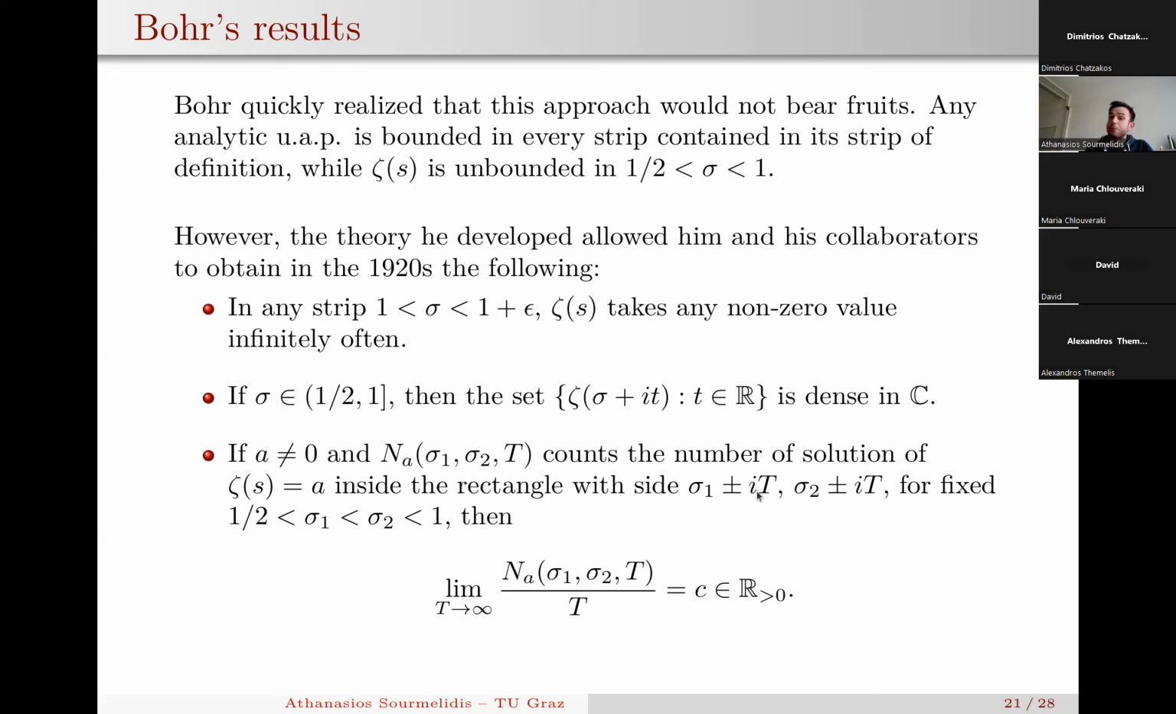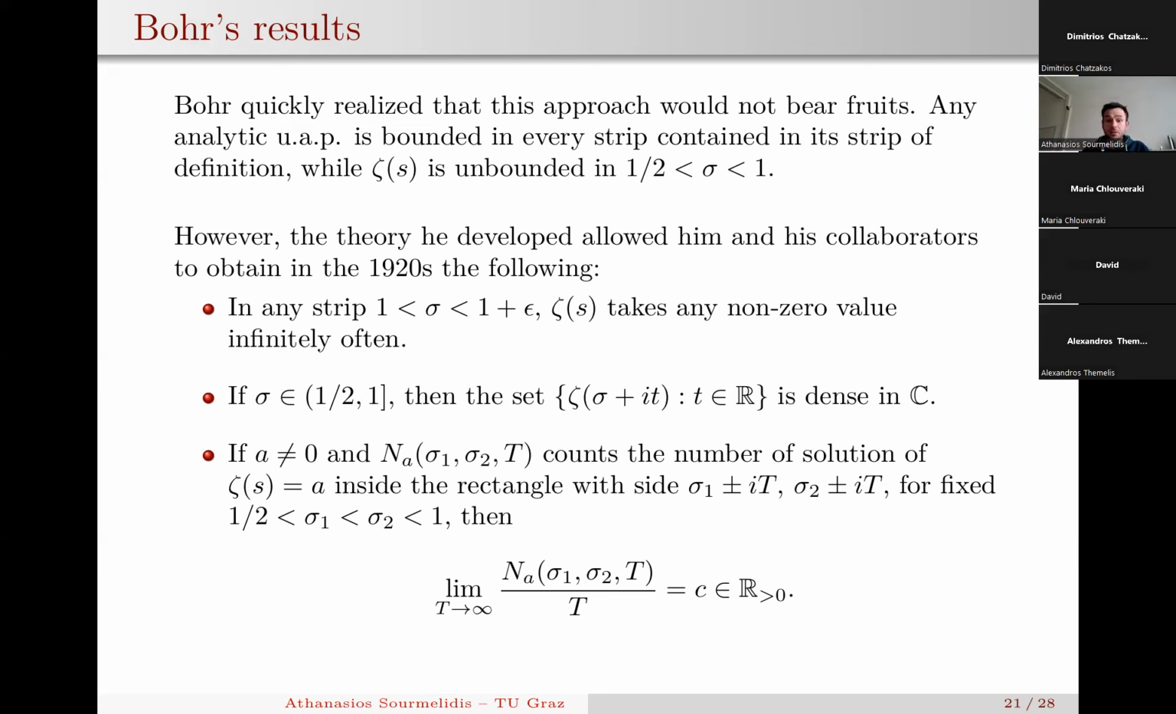Then he moved to the left of one, and he studied the image of a vertical line, sigma plus it, under the Riemann zeta-function, where sigma is fixed between 1/2 and 1. And he showed that it's dense in the complex plane. So you have a vertical line, you map it, and then this is like a spiral, but still it will cover the whole complex plane after some time.